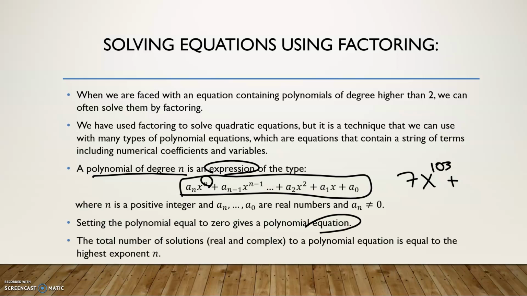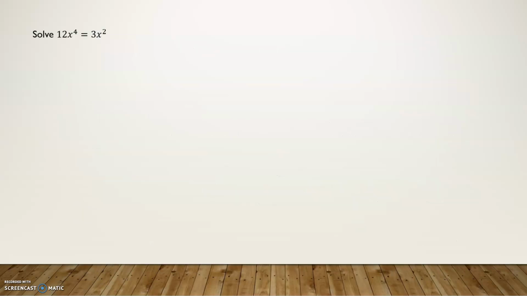Okay, and the total number of solutions, real and complex, or real and imaginary, to this polynomial equation is equal to the highest exponent n. So if my highest exponent n is 103, I should get 103 solutions, whether real or complex. So let's look at this one.